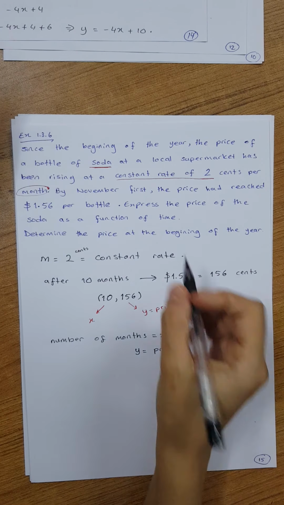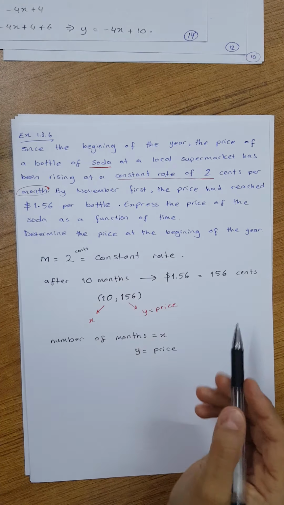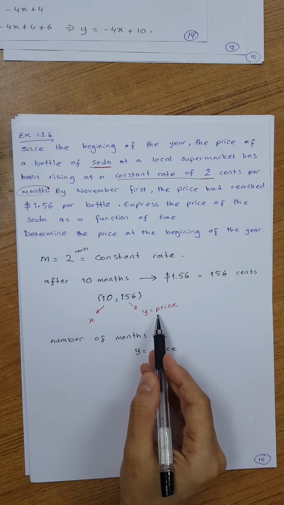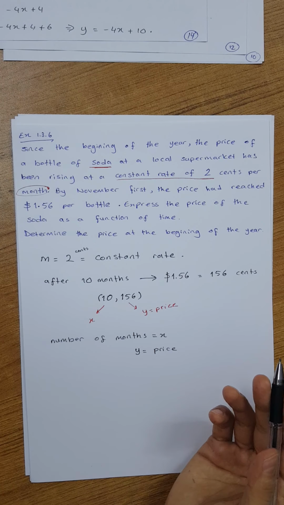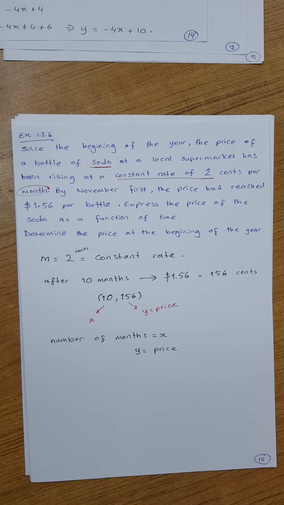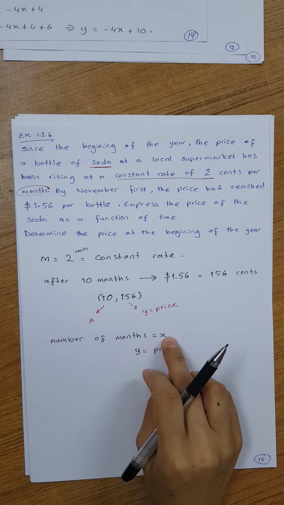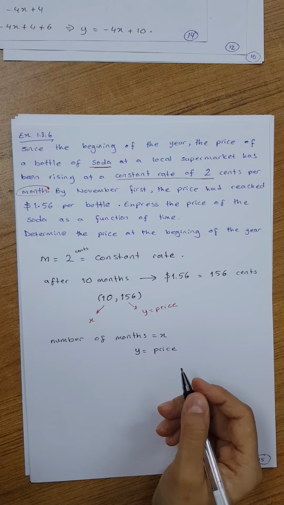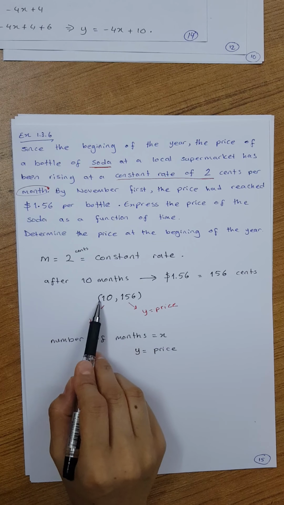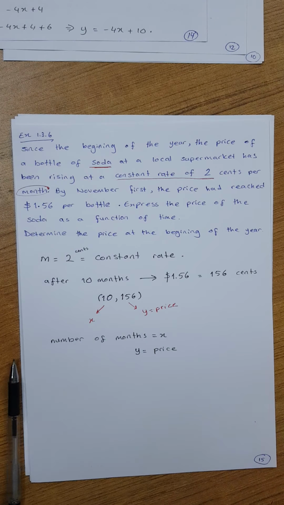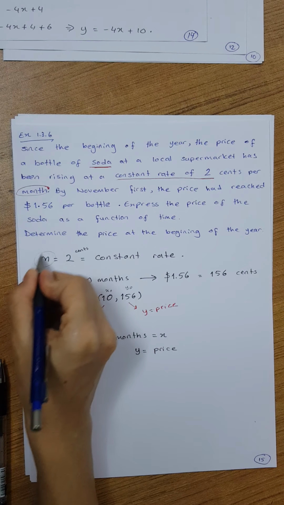What is required from us? It says express the price of the soda as a function of time. So you have to find the price of a bottle of soda after, for example, many months. How do we write this one? That price as a function of month. There must be a relation between the price and the month, and of course there's a relation. How do we find this relation? I know that the relation between x, the month, and the price is this one, so that's an ordered pair. I can represent this one as x naught and y naught, and I have got the m here.